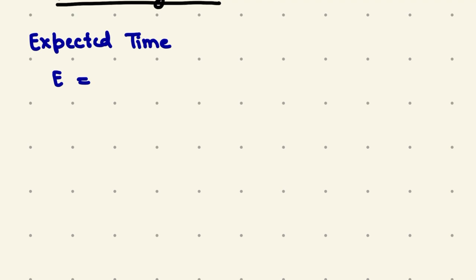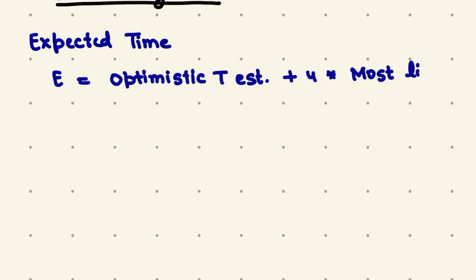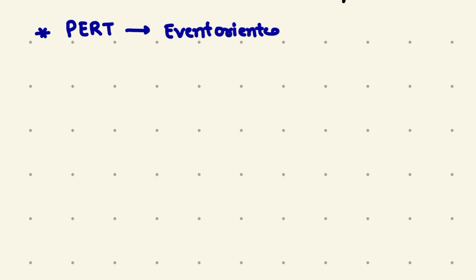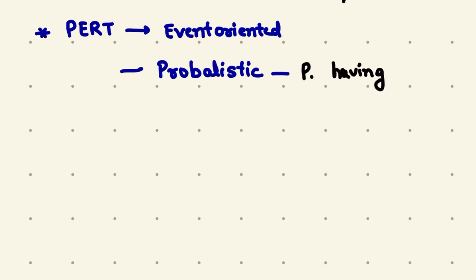The expected time is calculated by using a formula which is equal to optimistic time estimate plus 4 into most likely time estimate plus pessimistic time estimate, which is divided by 6, with which we calculate the estimated time of a project. Now, PERT is event oriented, it is probabilistic, where we predict the unpredictable activities.